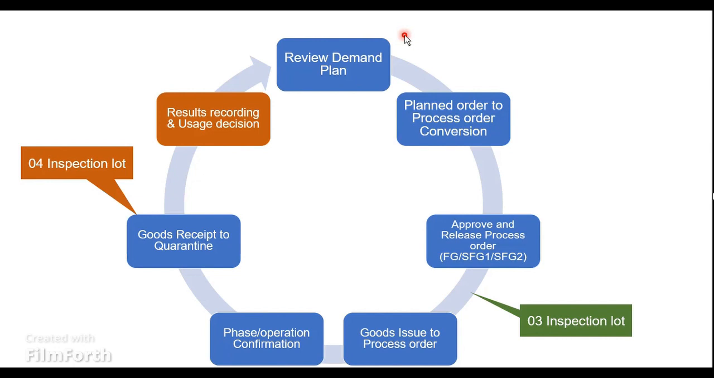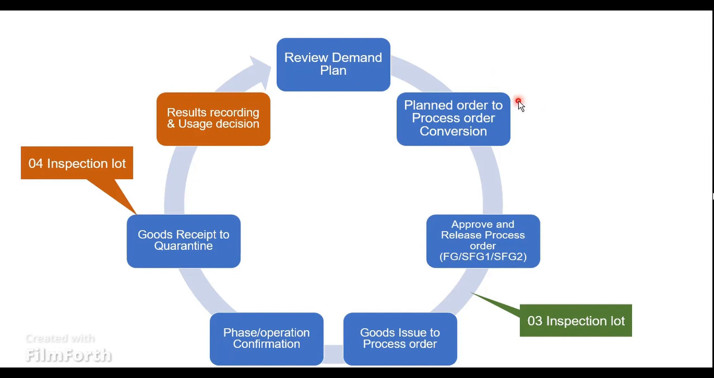So once the demand plan has been created and the MRP has been executed, based on the net requirement calculation, we have a planned order proposed by MRP. This planned order will be converted into a process order or maybe a production order, and that depends on the mode of business. So here we'll take an example of a process order.